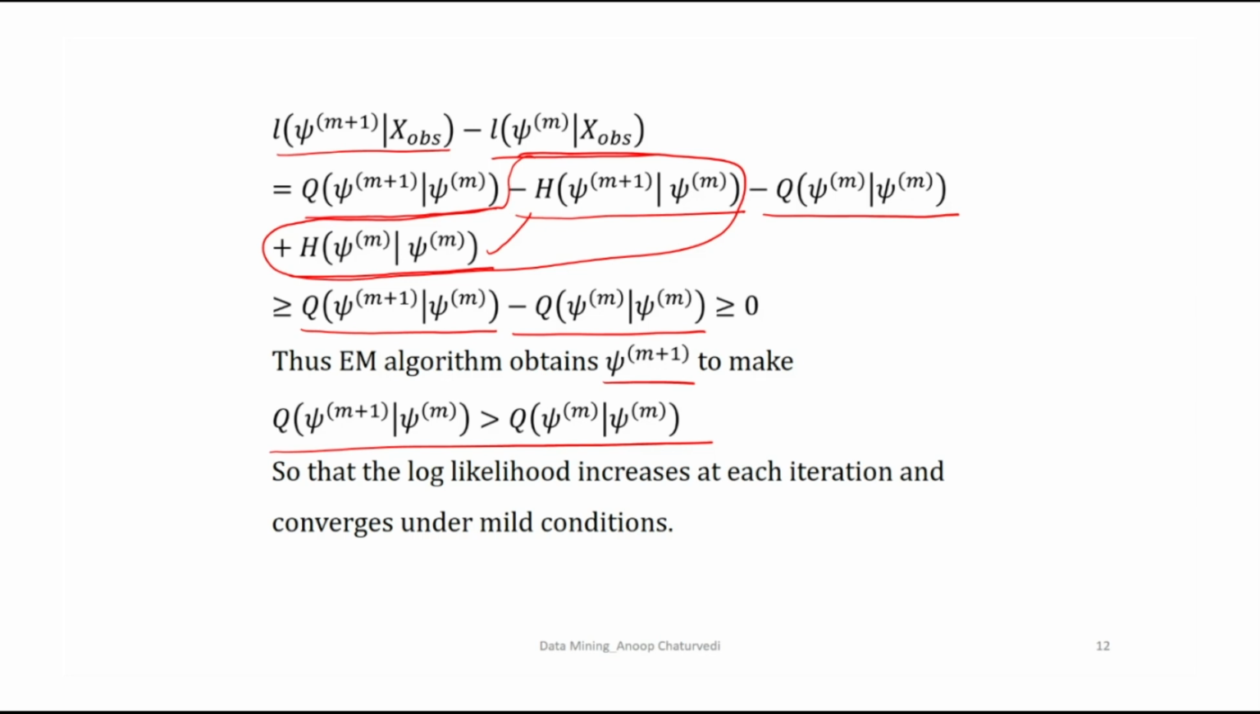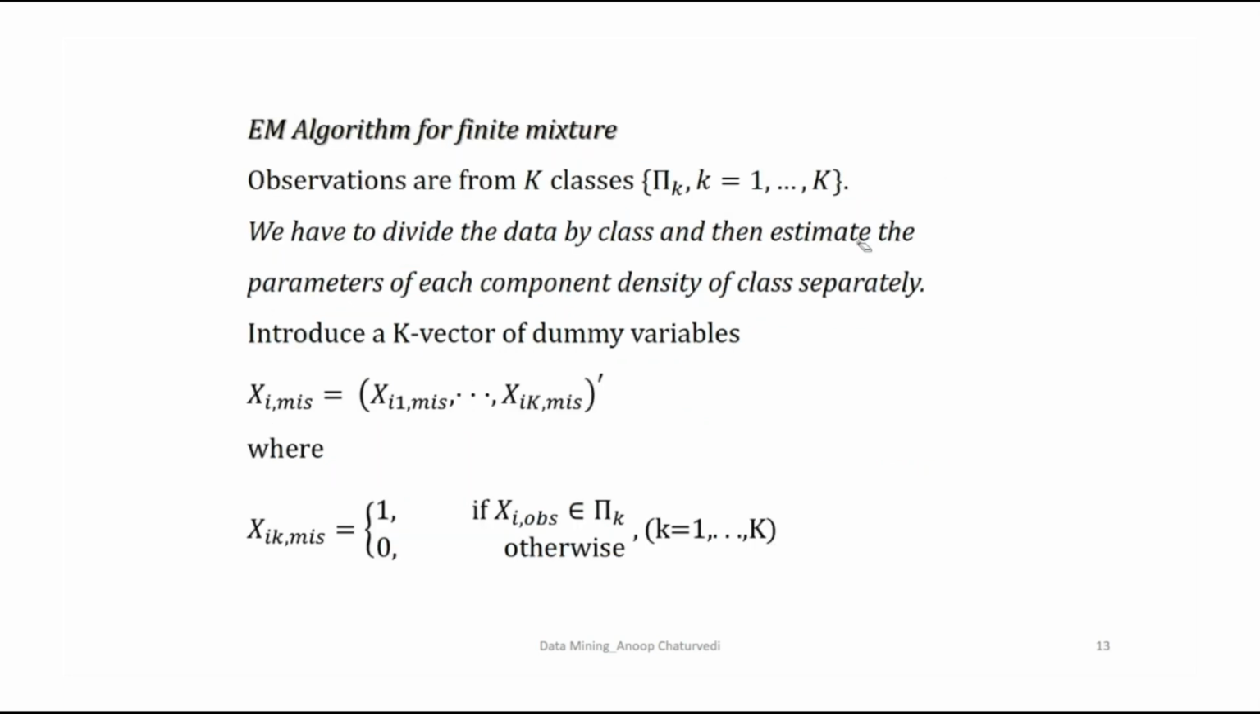So with each iteration, the log likelihood increases, and then ultimately under some mild conditions it converges. Now we consider the EM algorithm for finite mixture. Suppose the observations are from capital K classes and pi small k denotes the kth class, for all k equal to 1 to capital K.